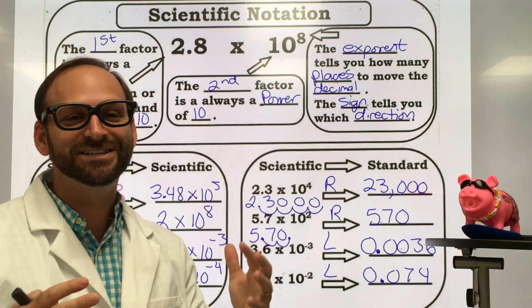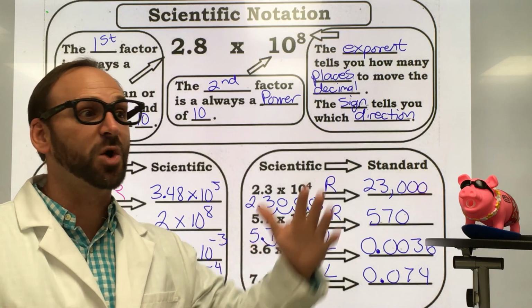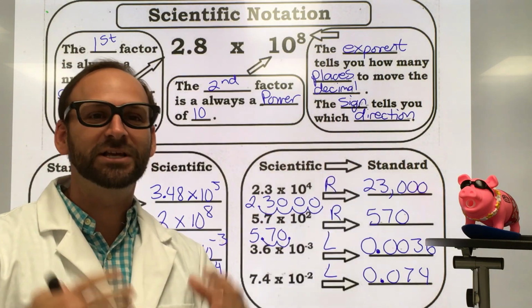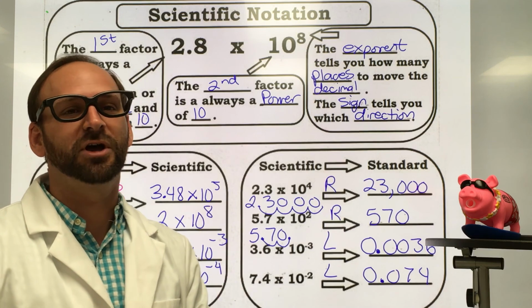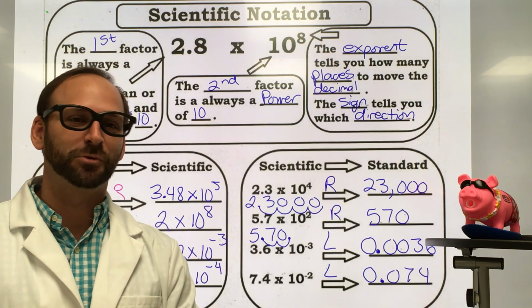Hey, scientific notation is incredible. And again, it helps us to graph numbers that are really big and really small. It reduces the number of zeros and allows us to understand the kind of numbers that we're working with.